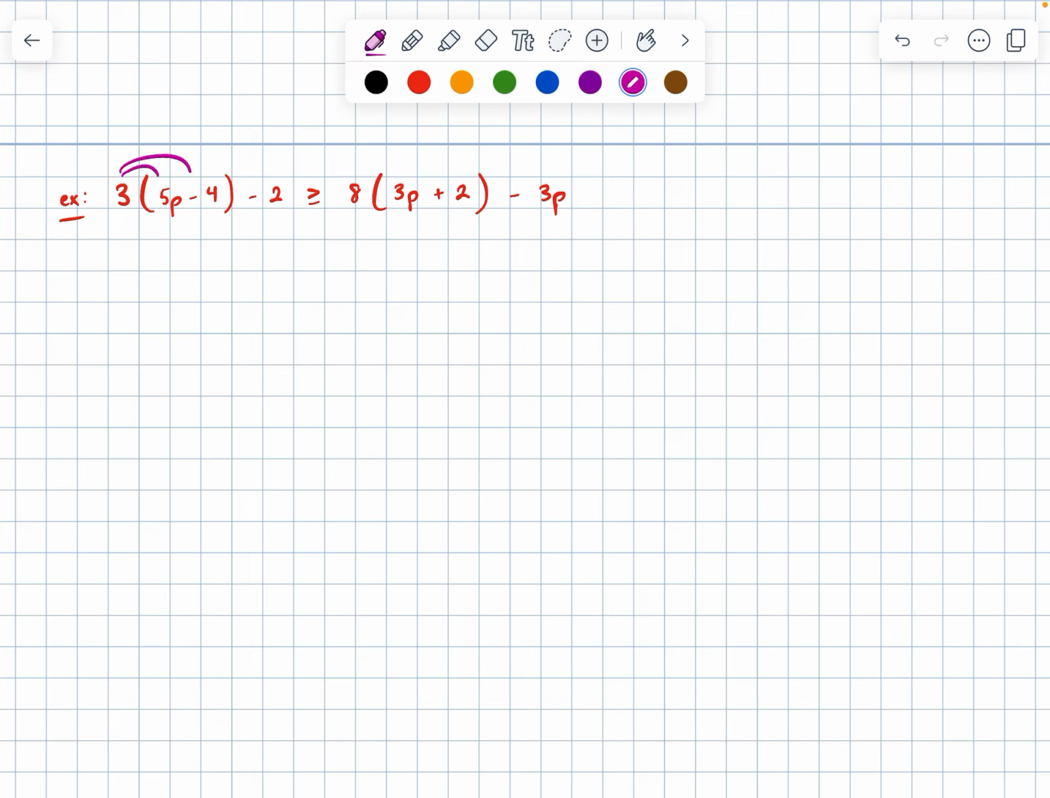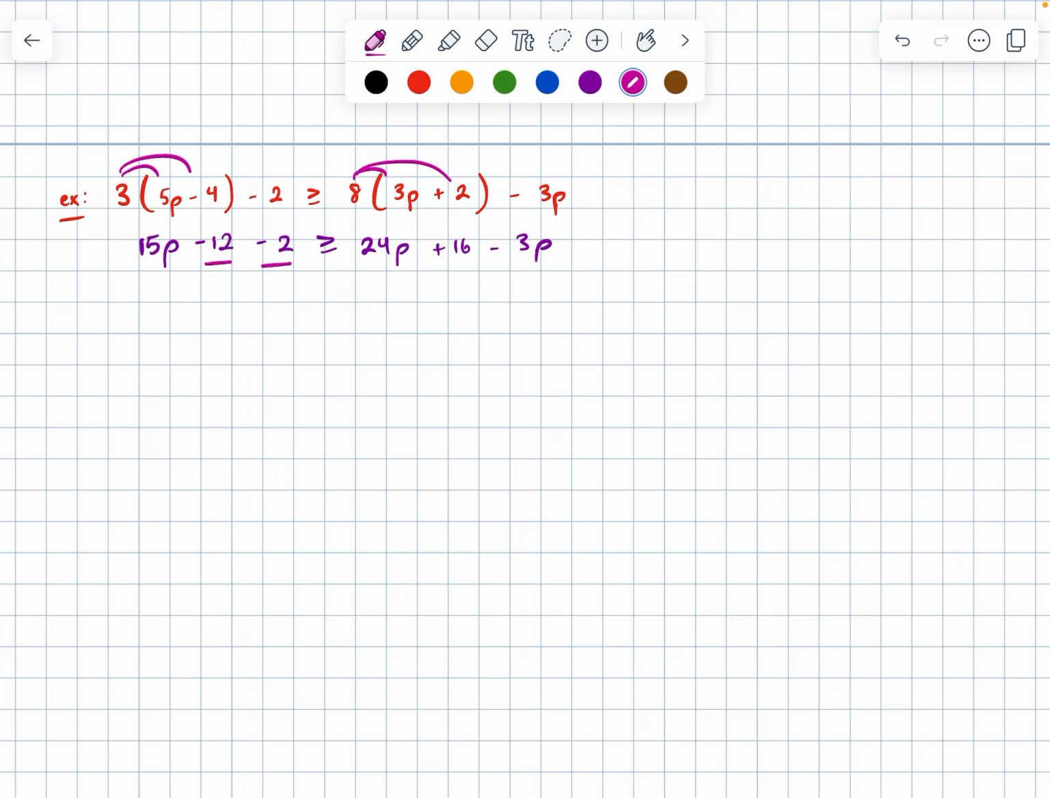All right, so first thing I don't like, dirty stinky parentheses. Let's distribute. So on the left side, 3 times 5p is 15p. 3 times negative 4 is negative 12. Carry down my minus 2. Greater than or equal to 8 times 3p, well, that's 24p. 8 times 2 is 16. And then I've got negative 3p.